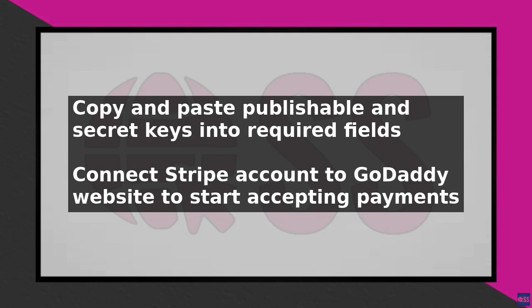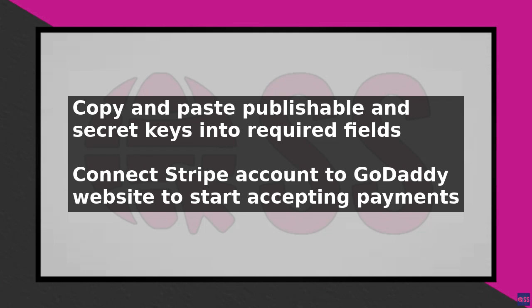It is also a good idea to customize your Stripe payment settings to fit your business needs. You can do this by going to your Stripe account dashboard and navigating to the Payments tab. From here, you can customize your payment settings, such as setting up recurring payments or refunds. By following these steps, you can easily add Stripe to your GoDaddy website and start accepting payments online.